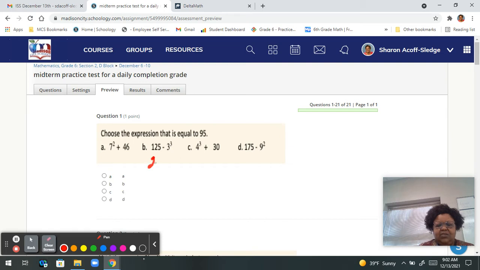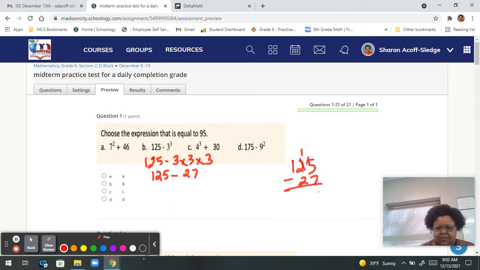So we have 125 minus 3 to the third power. 3 to the third power is not 3 times 3. It's actually 3 times 3 times 3. So that's going to be 125 minus 3 times 3 is 9, 9 times 3 is 27. So I'm going to go over here and work that out.